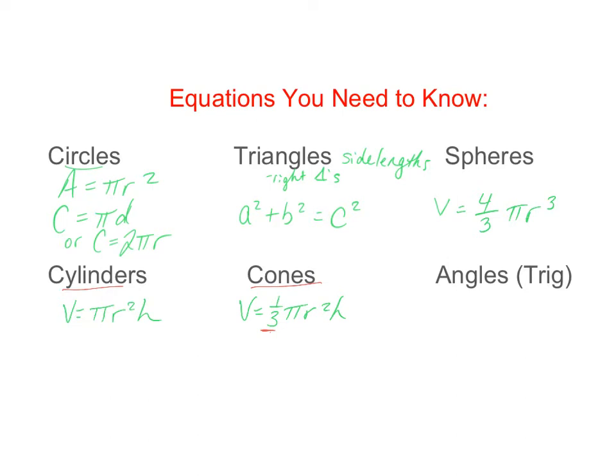And then angles, your trig functions. Most of the time, the trig functions that you will need are just your basic SOHCAHTOA functions. So sine of an angle equals the opposite over the hypotenuse. Cosine of an angle equals the adjacent over hypotenuse. And finally, tangent of an angle equals your opposite over adjacent. So those are the three main ones that we are going to be keeping at the forefront of our mind.